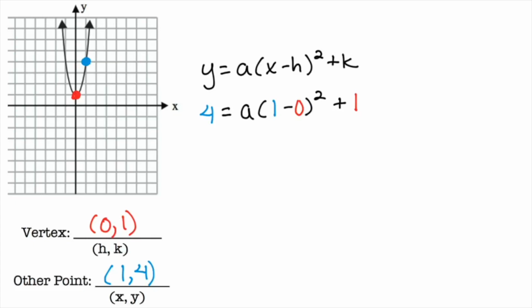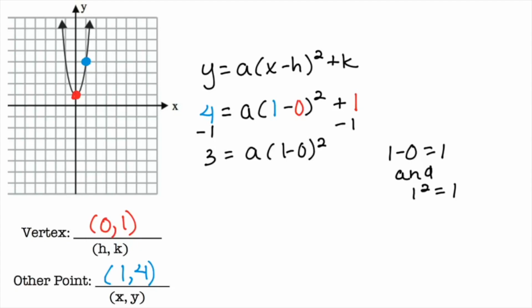And now you're going to subtract 1 on each side, giving you 3 equals a times parentheses 1 minus 0 squared. So 1 minus 0 is just 1, and 1 squared is also just 1. Also, a times the 1 is also just a, therefore 3 equals a.